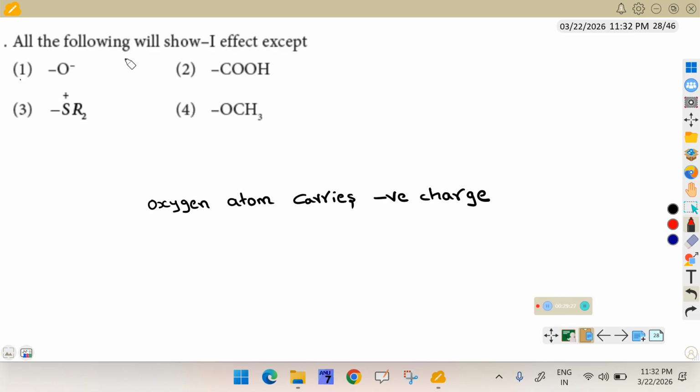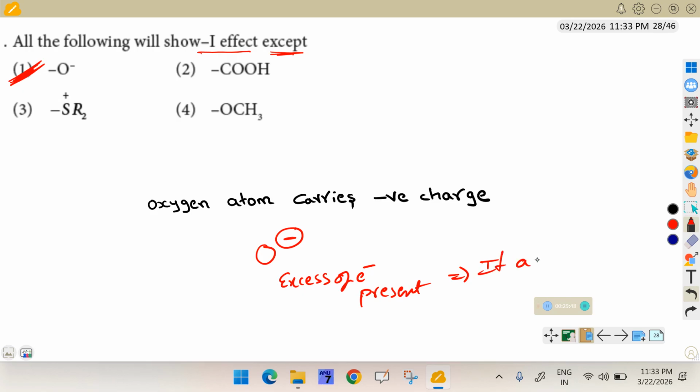All the following will show minus I effect except O minus, because the oxygen atom carries a negative charge, meaning excess electrons are present, so it acts as an electron donating group.